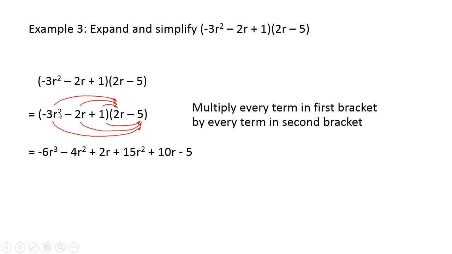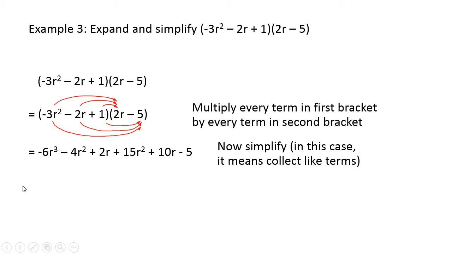So, negative 3r squared multiplied by 2r is negative 6r cubed. Negative 2r multiplied by 2r is negative 4r squared. And 1 times 2r is 2r. And then we have negative 3r squared multiplied by negative 5 is positive 15r squared. Negative 2r multiplied by negative 5 is positive 10r. And 1 times negative 5 is negative 5.